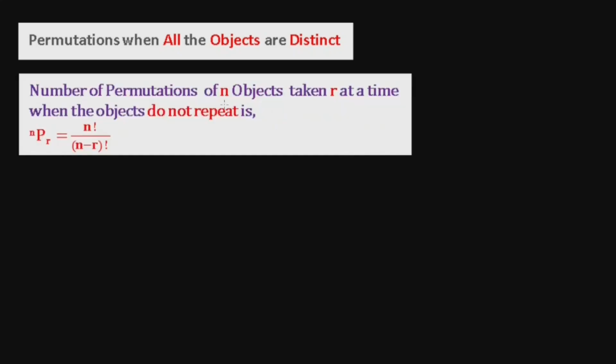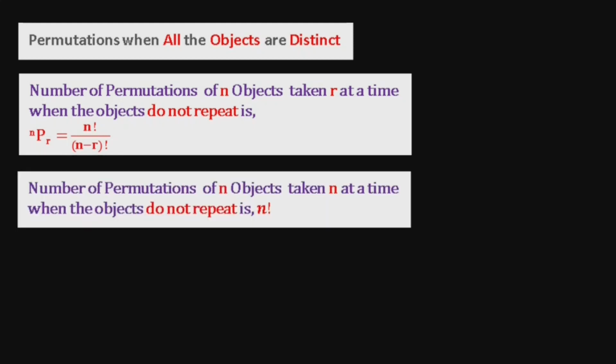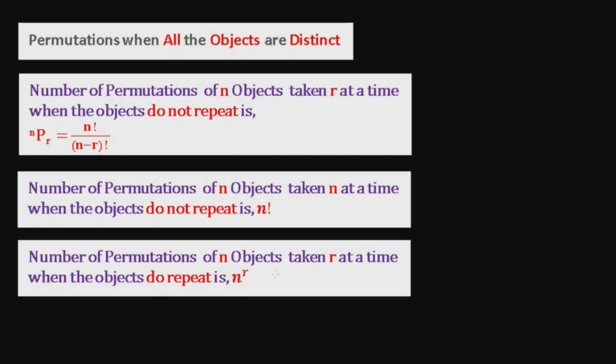In my last videos, permutations and combinations part 1 and part 2, we have seen how to find permutations when all the objects are distinct or different, in which we have seen the formula for number of permutations of n objects taken r at a time when the objects do not repeat is nPr, which is n factorial upon n minus r factorial, and the number of permutations of n objects taken n at a time when the objects do not repeat is n factorial, and number of permutations of n objects taken r at a time when the objects do repeat is n raised to r.